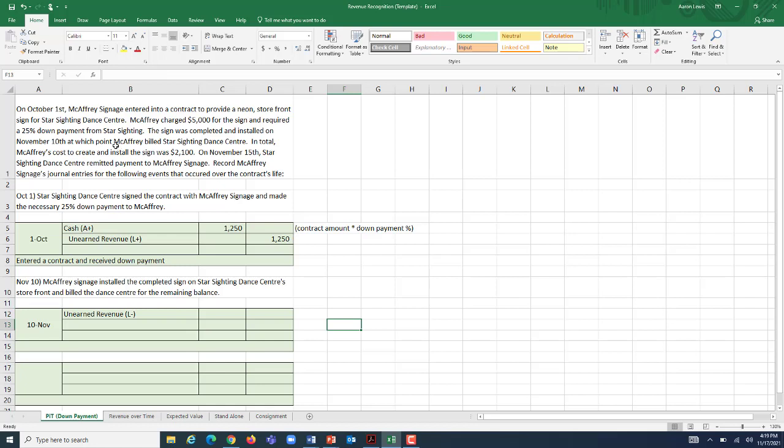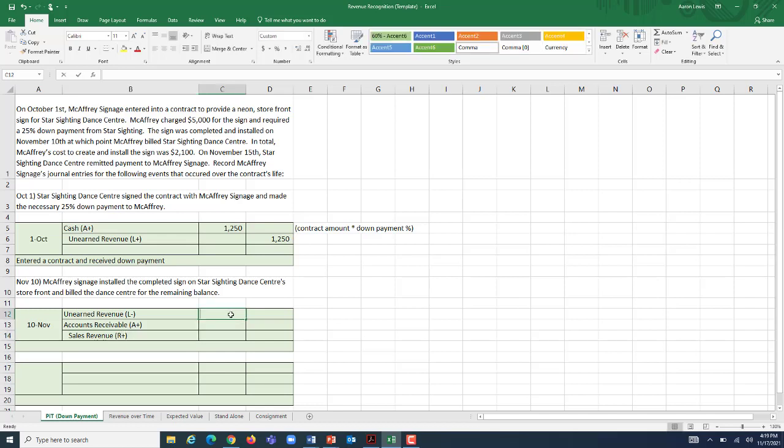We're also given our information saying that the sign was completed, installed, and we billed them. So at this point, who owes whom is changing perspectives. Now Star Sighting owes McCaffrey the remaining balance of this contract because McCaffrey has met all of their performance obligations, which means we are going to put accounts receivable on to our books for the remaining balance. And we're going to record the whole thing now, because we've actually performed our obligation and completed this transaction, as sales revenue.